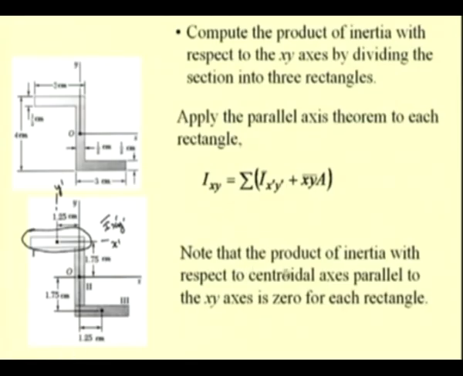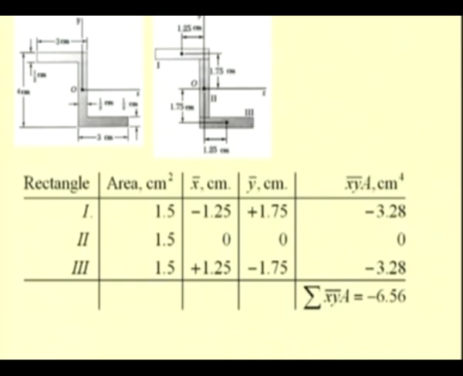So, please note that the product of inertia with respect to the centroidal axes parallel to the xy axis is 0 for each rectangle. So, the product of inertia is actually 0 with respect to these centroidal axes. For area 1 we have the area as 1.5 centimeter square, the location of the centroid as minus 1.25 and plus 1.75, and the product of these values, that is x-bar y-bar A, is given here.